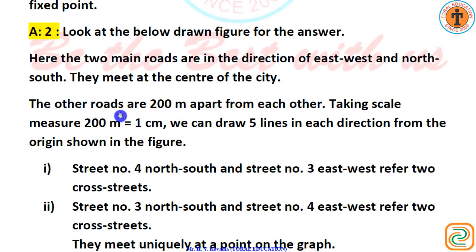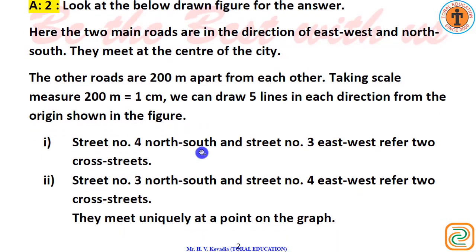The other roads. First, here the 2 main roads are in the direction of east-west and north-south. They meet at the center of the city, that is, the origin is at the center. The roads are 200 meters apart from each other. Taking the scale measure, 200 meters equals 1 centimeter, we can draw 5 lines in each direction from the origin as shown in the figure. Here is the figure I have drawn.